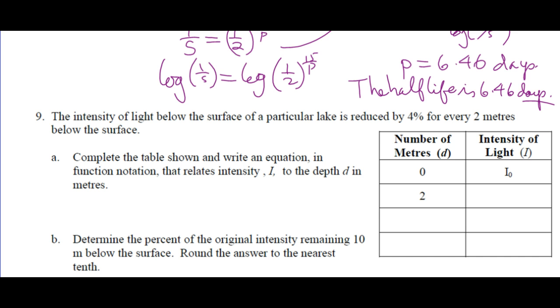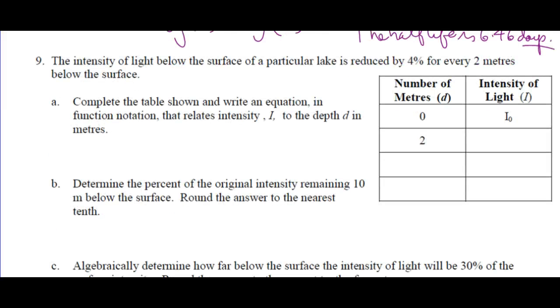The intensity of the light below the surface of a particular lake is reduced by 4% for every 2 meters below the surface. Complete the table shown and write an equation in function notation that relates intensity to the depth in meters. If the intensity of light is I naught, what percent of it is there at 2 meters? It's reduced by 4%, so what's left? 0.96 I naught.